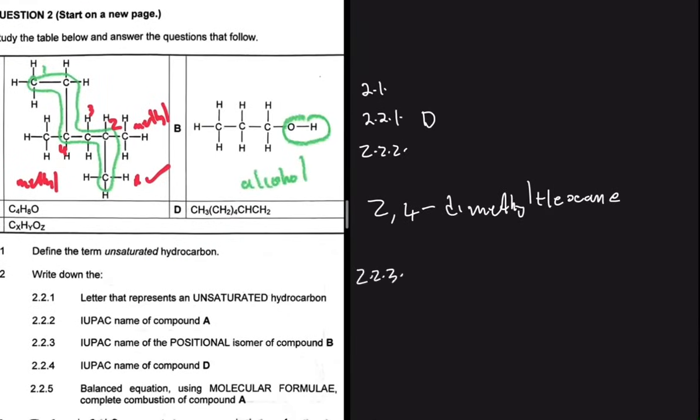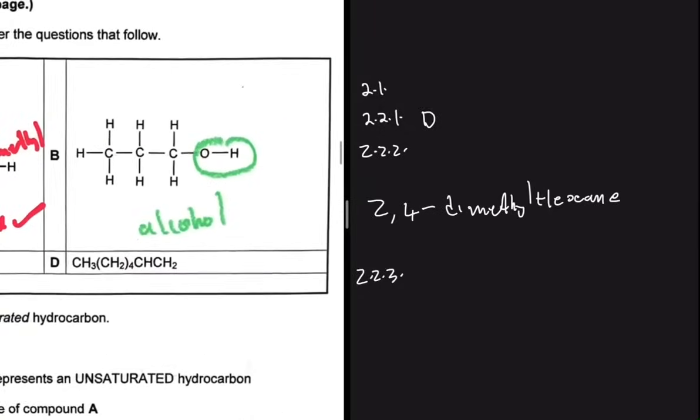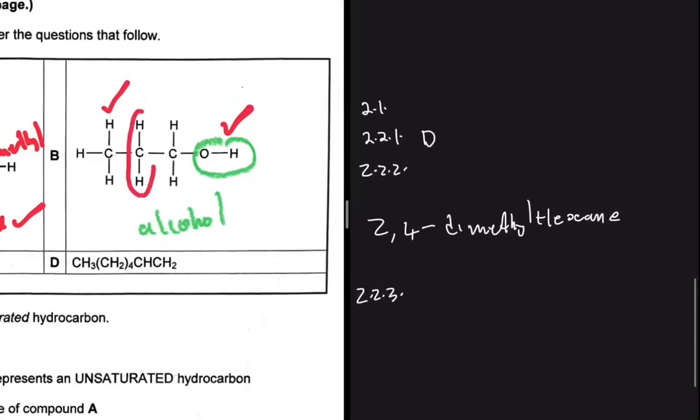2.2.3 says let's write down the IUPAC name of the positional isomer of compound B. So let's go ahead and look at compound B. We've already deduced that it is an alcohol, right? And then we need to find its positional isomer. So again, you need to know what a positional isomer is. Same molecular formula, but different position of the functional group. So all we have to do is take this OH and put it somewhere else, right? If you put it on the first carbon, it's wrong because you have the same thing. You have to put it on the carbon in the middle, right?